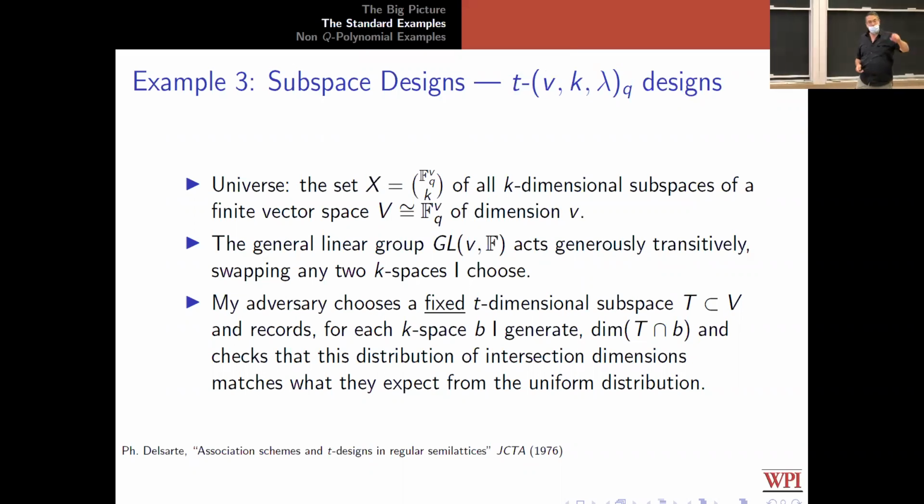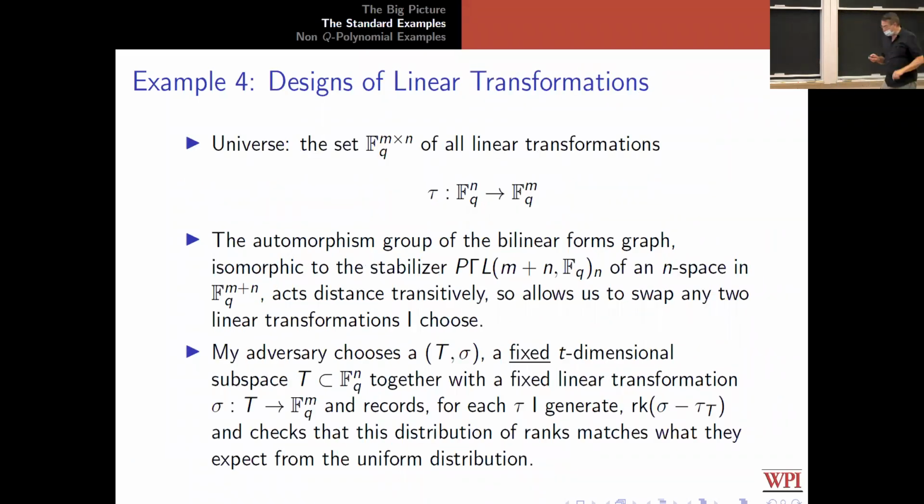Even less studied is the q-analog of the Hamming scheme. What's the q-analog of an orthogonal array? Designs of linear transformations. So here's the q-analog. The universe is the set of all linear transformations from a finite vector space F_q^n to F_q^m. The automorphism group is this point stabilizer in PΓL(m+n, F_q), and it acts distance transitively, so we know we have an association scheme.